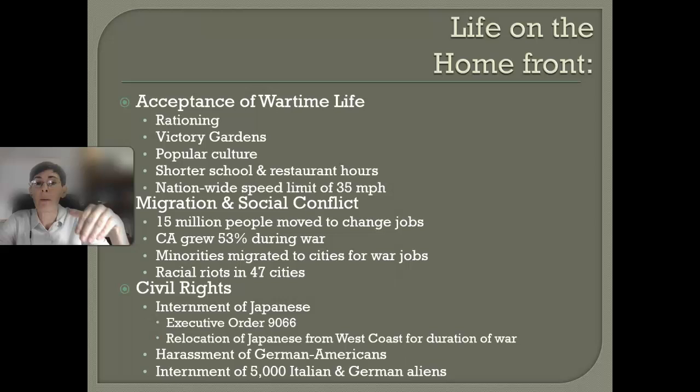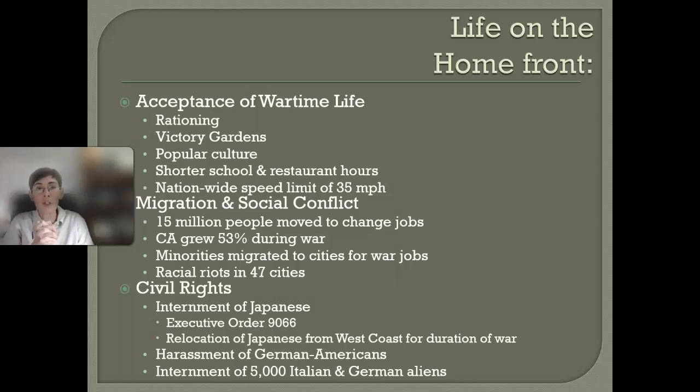Okay, so life on the home front, there were a lot of things that people on the home front had to accept. Now, granted, we weren't getting bombed. Not like Europe and Asia. Our homeland wasn't under attack in the way that it was in Europe and in Asia. But there was rationing. People planted victory gardens to try to take some of the pressure off of farms to produce enough food for the troops.